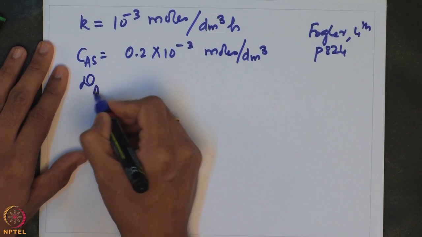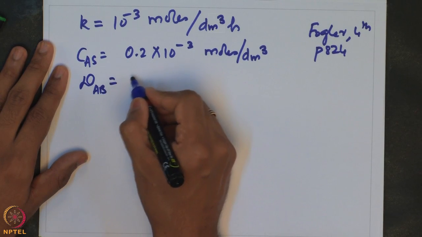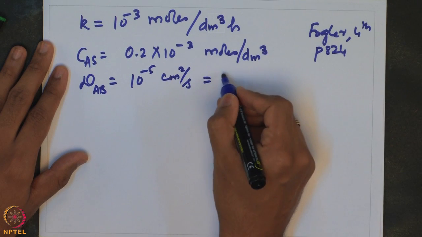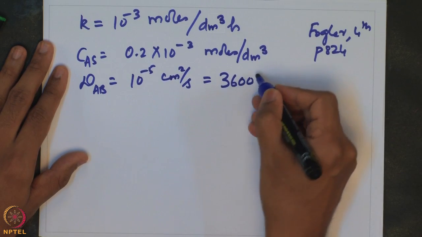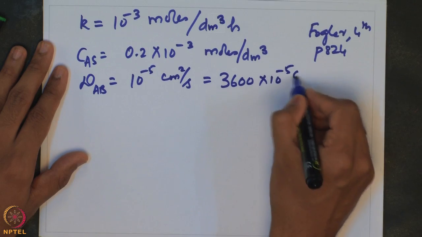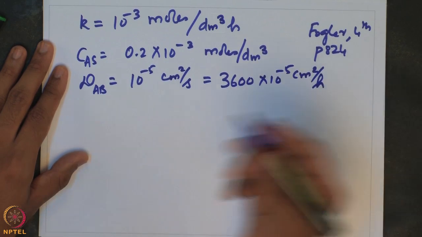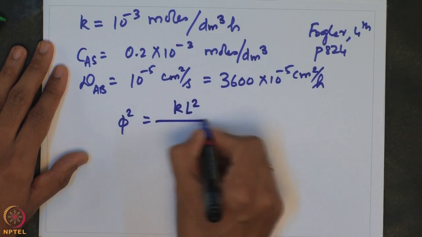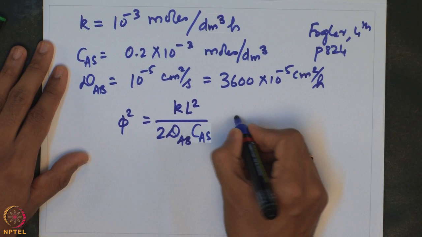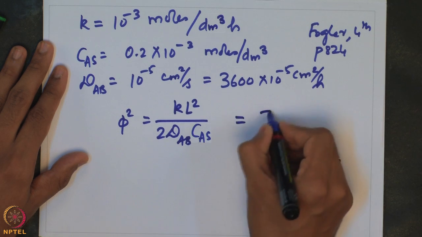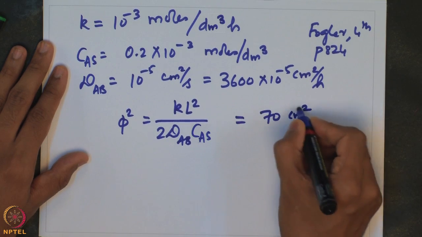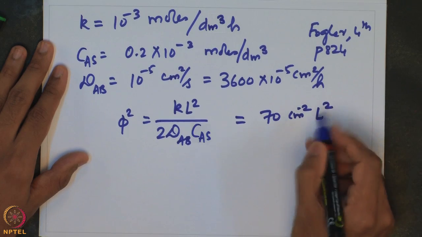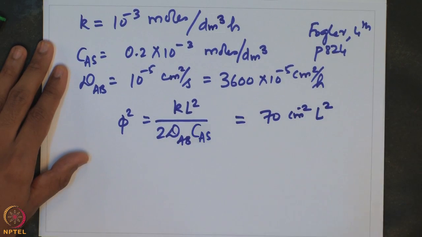And the equimolar counter diffusivity of oxygen is 10 power minus 5 centimeter square per second, which is equal to 3600 into 10 power minus 5 centimeter square per hour. So, one can calculate phi square, which is k into L square by 2 D_AB into C_AS, and that equals 70 centimeters to the power minus 2 into L square. We still do not know the length of the hydrogel; L is the half length of the hydrogel.